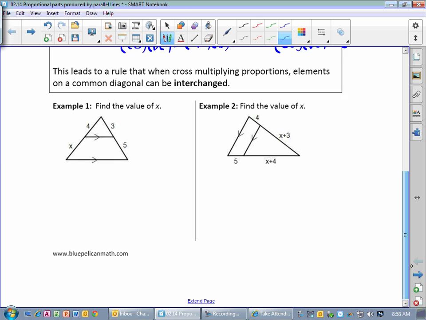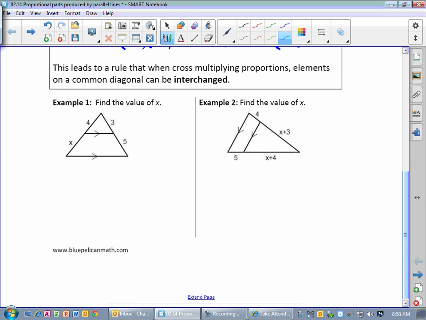Okay. So let's find this length right here. Notice these two sides right here are parallel to each other, and they're on the triangle. So that means the diagonals are broken up into proportional lengths. So the ratio of 4 to 3, notice I'm doing this length to this length, will equal the ratio of x to 5. So we cross multiply. We get 20 equals 3x. Divide both sides by 3, and we get x equals 20 over 3, which is about 6.6 repeated.